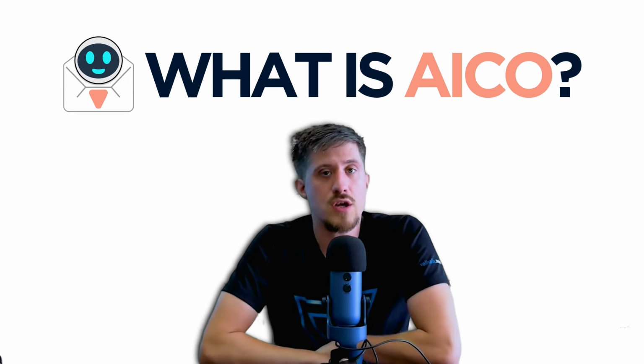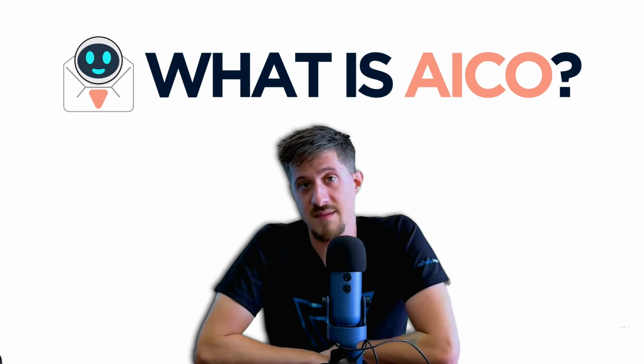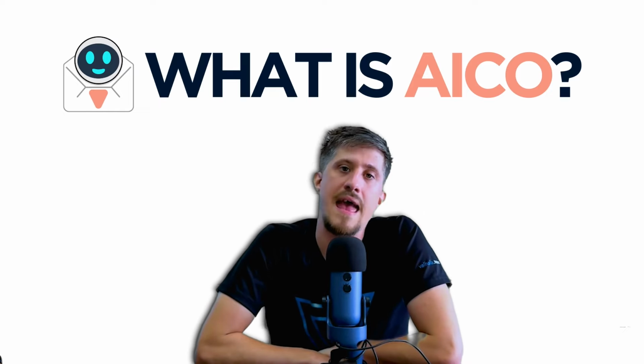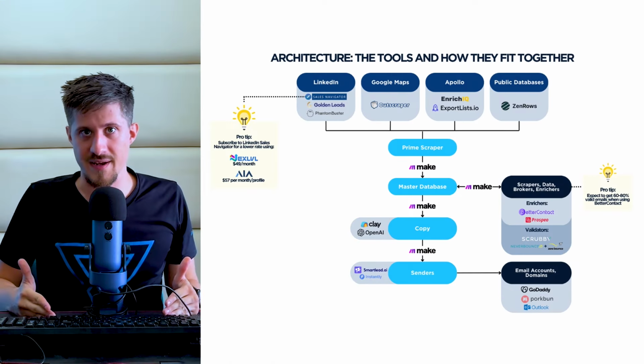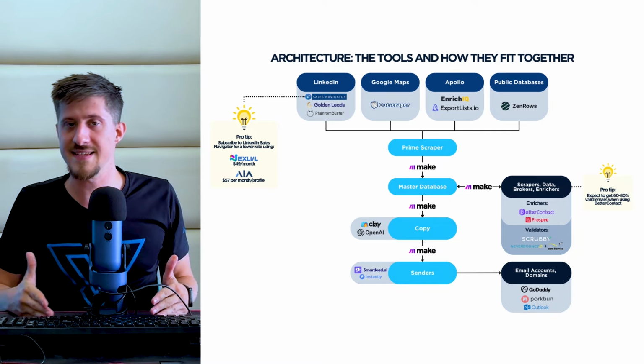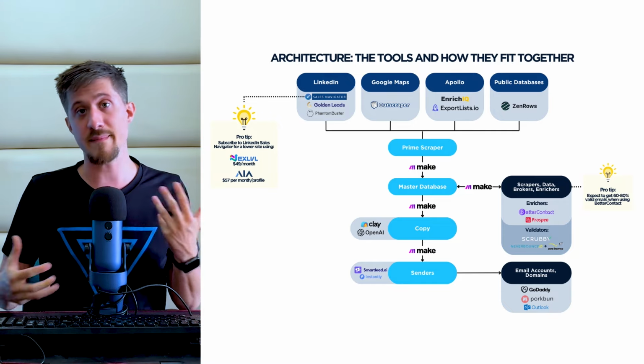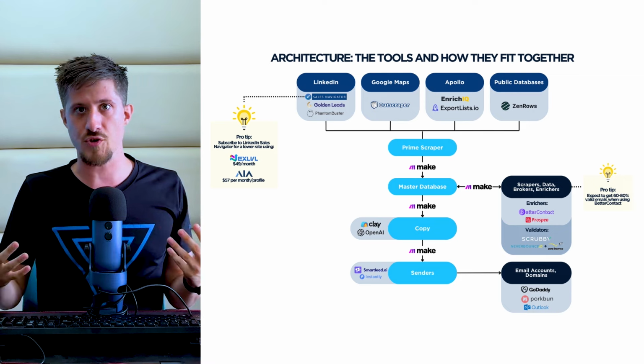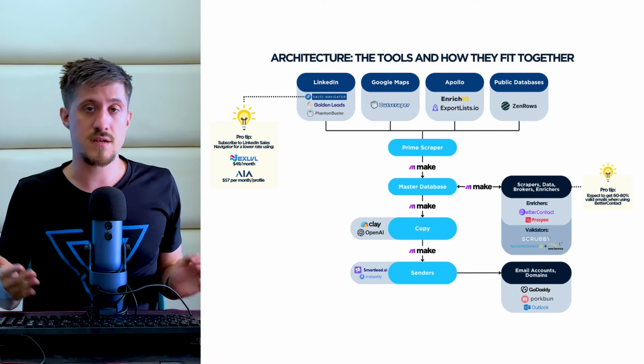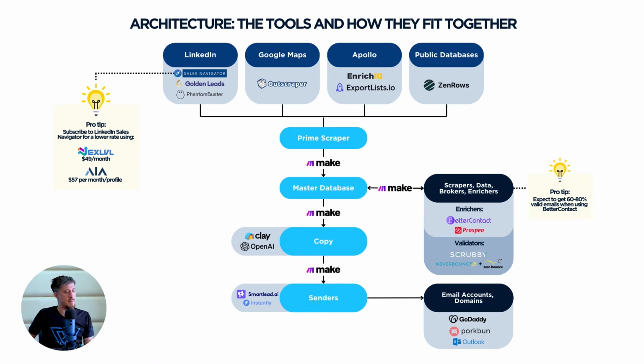What is AICO? AICO is what we call our systems and processes for cold outreach. And as a software development company, we ended up automating most of this as we are quite lazy. But this is something that you can do manually. You really don't need to be a developer in order to do any of this. You can see here that there are about 4 to 5 major phases of AICO.